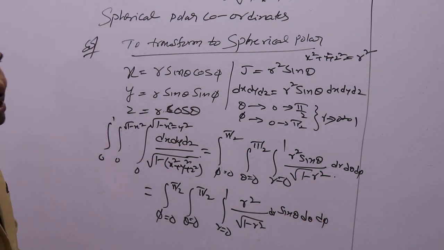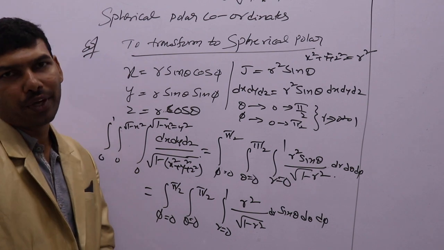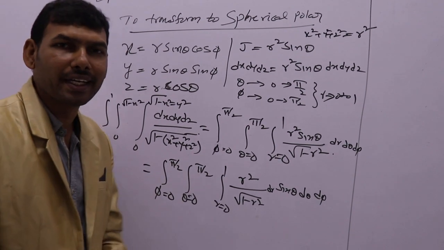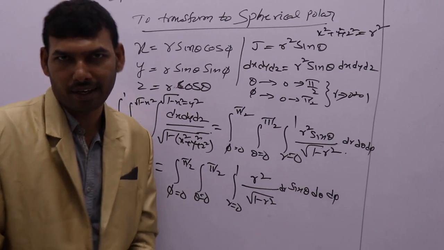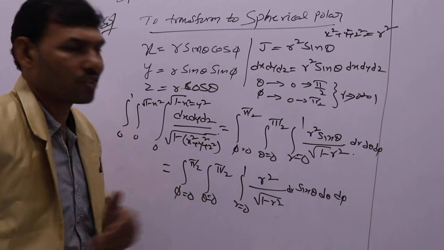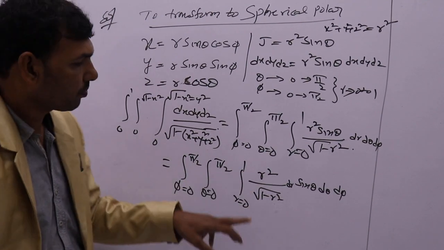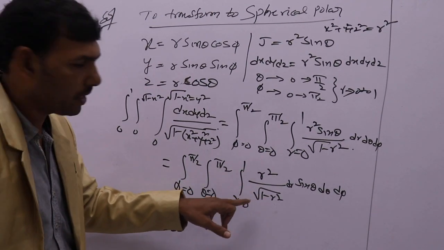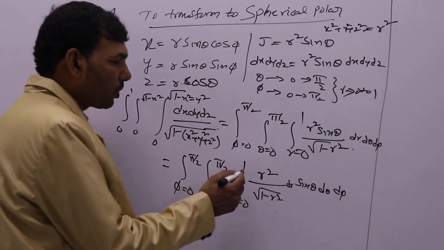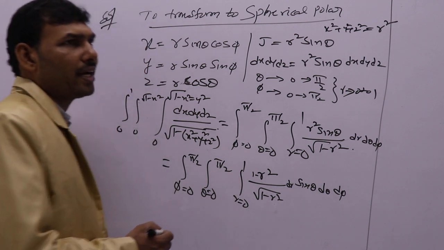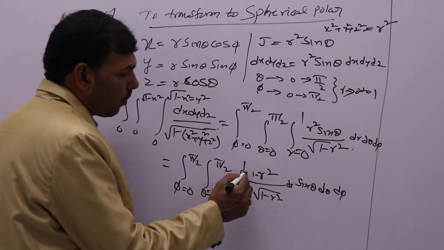Before integrating with respect to r, what do we need to do here? If you have r in the numerator, there is a formula in integration, integral f dash of x by f of x, but here we are having r square. Then we will try to get the similar term in the numerator which we have in the denominator, 1 minus r square. To get 1 minus r square here, 1 minus.